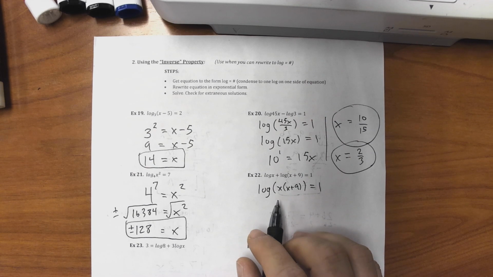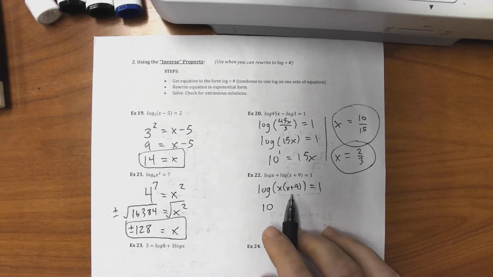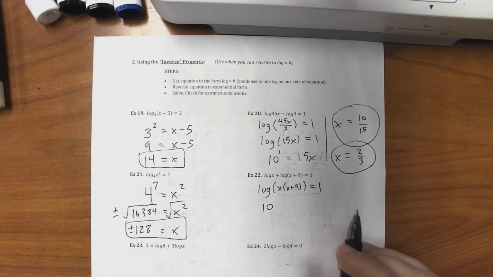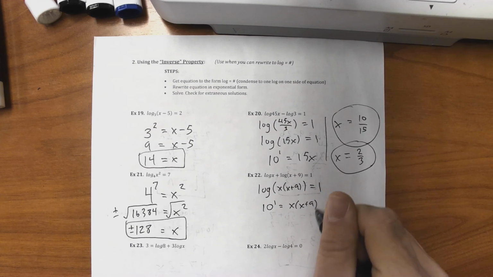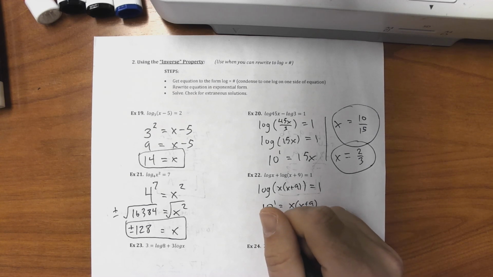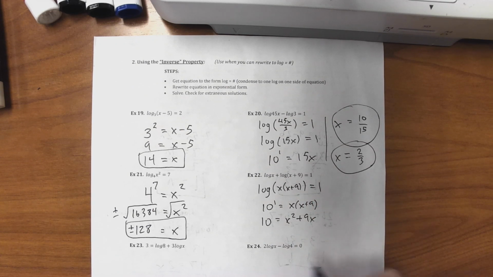So now that I've combined, it's time for the key step, time to switch it. It's a base 10 logarithm, which I can change to a base 10 exponential, and these two expressions are going to get flipped when I switch it. So it'll be 10 to the first power equals x times x plus 9. We'll go ahead and distribute. Again, I want to pause here for a brief second. These are key steps. Base 10, swap the input and output. So I got 10 equals x squared plus 9x. Let's go ahead and set it to 0.